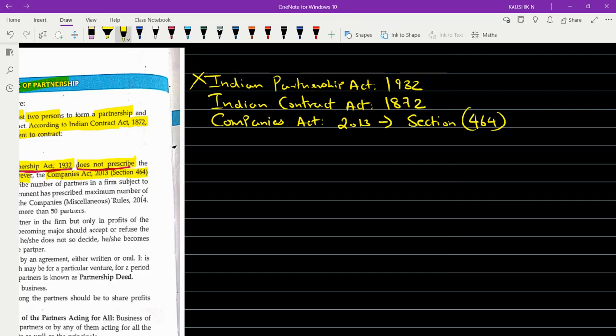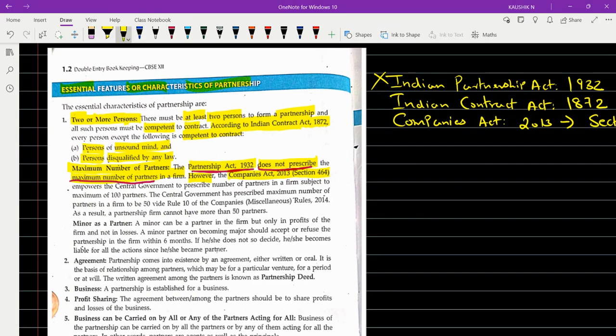Okay, so according to section 464 of the Companies Act of 2013, we have some restrictions with respect to the maximum number of members that can be allowed in a partnership business. So, which act is not enforcing that restriction? The Indian Partnership Act is not enforcing that restriction. It is the Companies Act of 2013 that is enforcing the restriction as per section 464. Please keep a note of these important sections and these important acts.